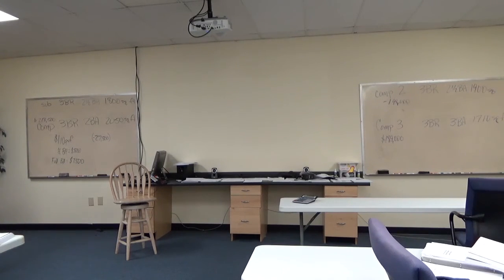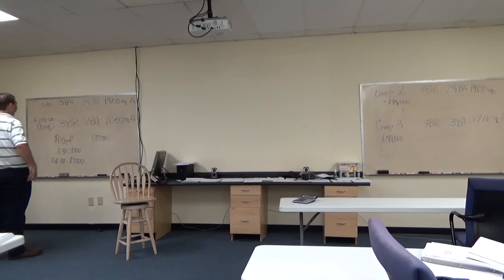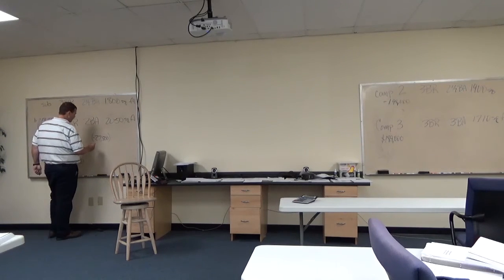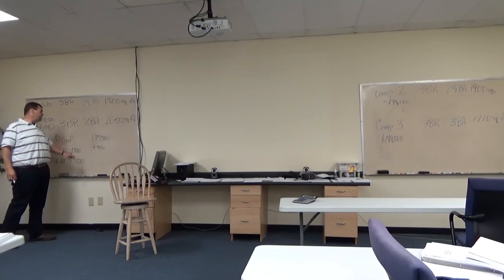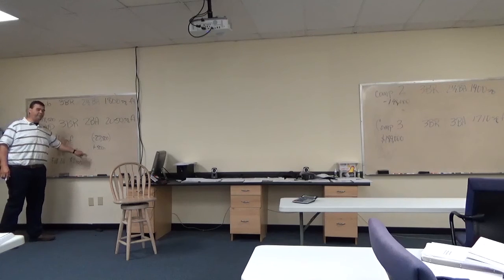Subject, 2.5 baths. Comp, 2 baths. Which way am I adjusting? Up by the value of what? Half a bath. Half bath, which is 5,000. So that's going to be plus 5,000. So now it's 218.5 minus 27.5 plus 5,000.